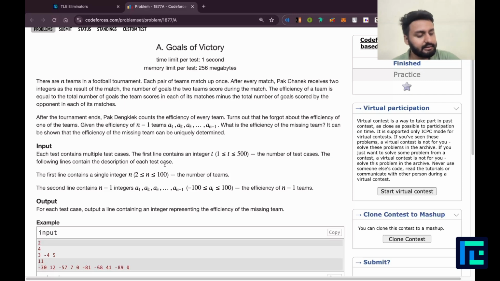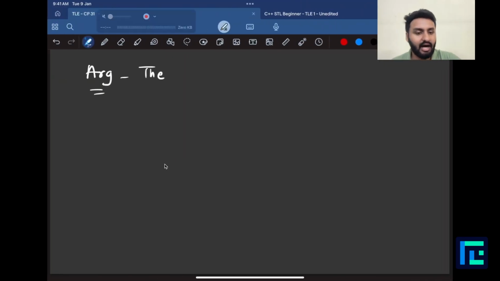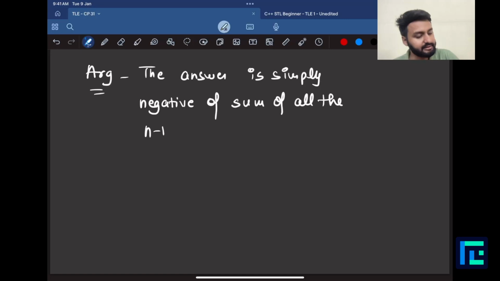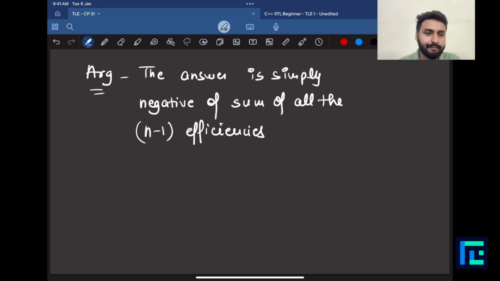Argument is: the answer is simply negative of the sum of all the n minus 1 efficiencies. This is the argument. I mean, this is again a very simple thing to calculate, right?